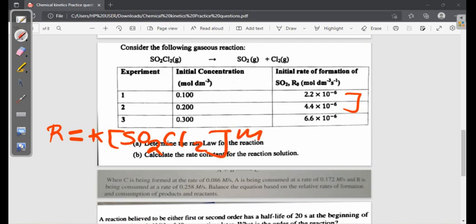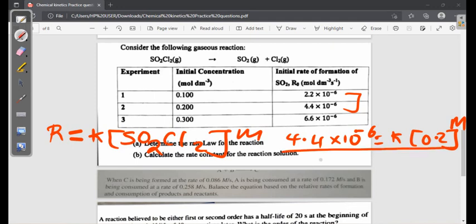So my rate for the second one, which is bigger, is 4.4 times 10 to the power negative 6 is equal to K, and then the concentration is 0.2, to the power m. Any letter of your choice, divided by the first one, which was 2.2 times 10 to the power negative 6, and then K, and then 0.1 m.